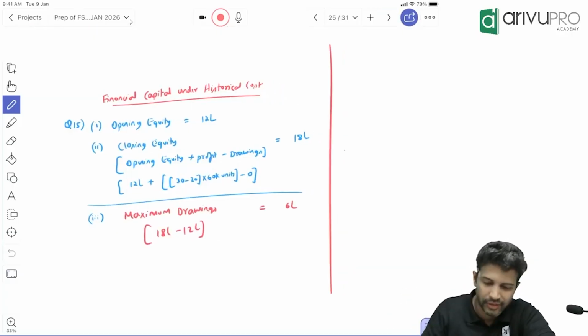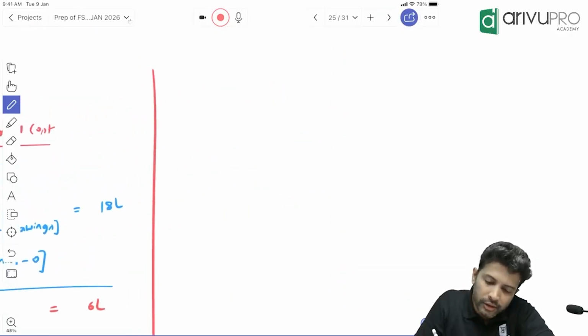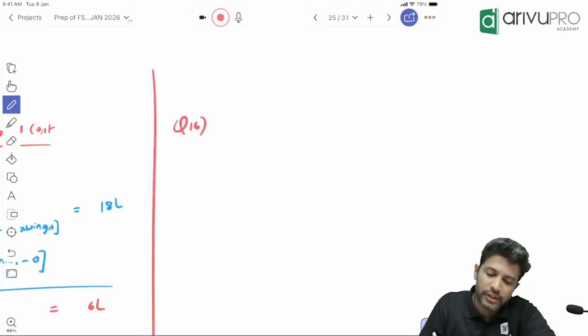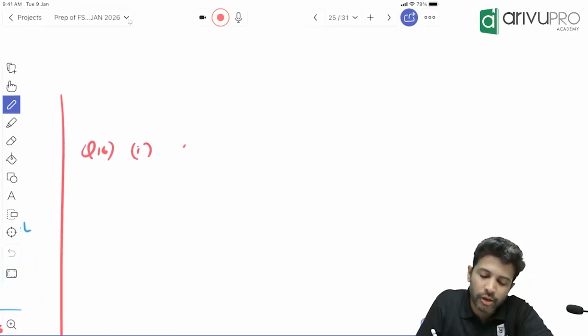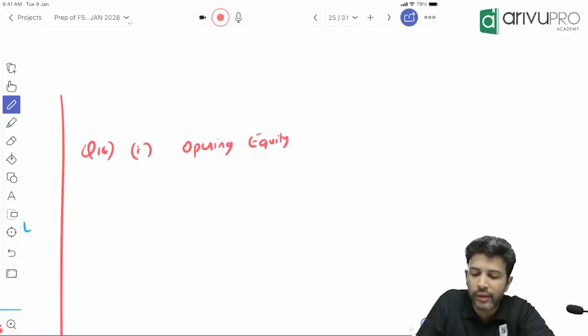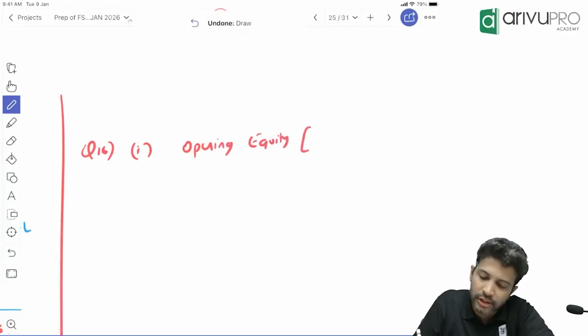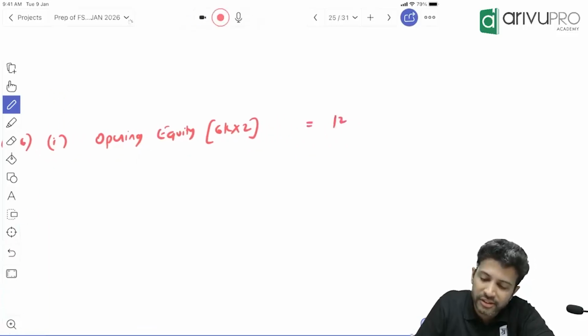Okay. But anyway, question number what? 16. Question number 16. First, point number 1. What is your opening equity? Opening equity is 6,000 units at 2 rupees each. In fact, they have only given this. How much is this? 12,000.